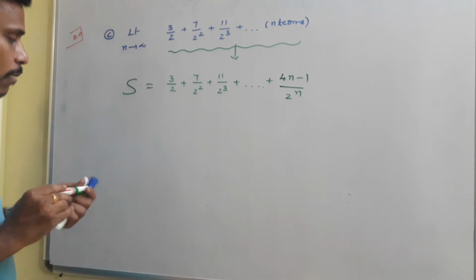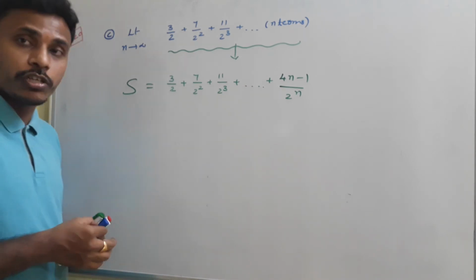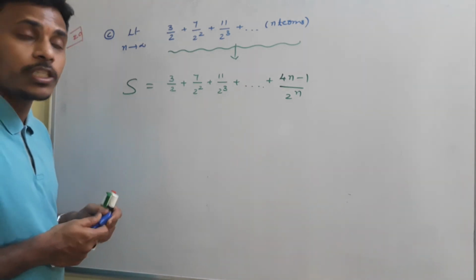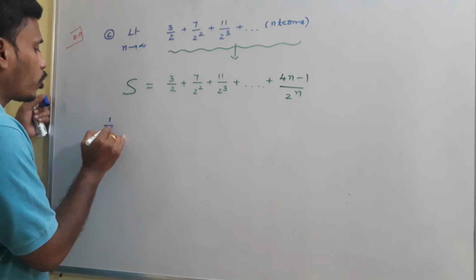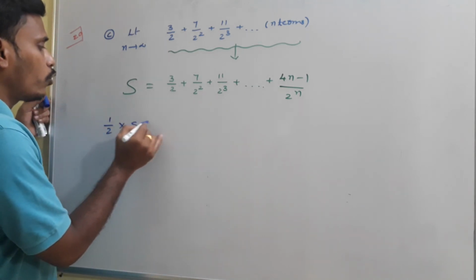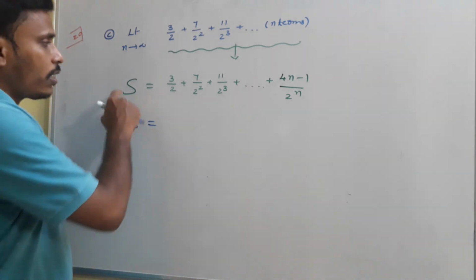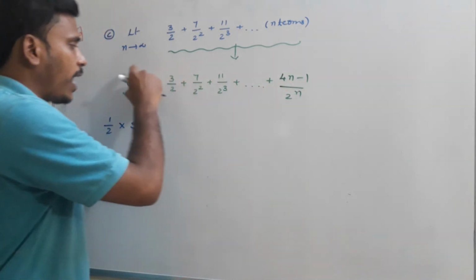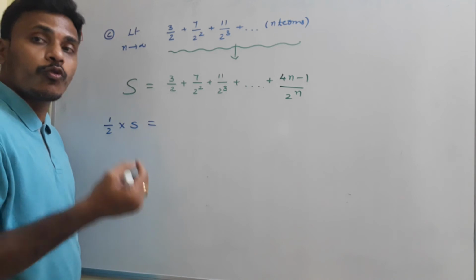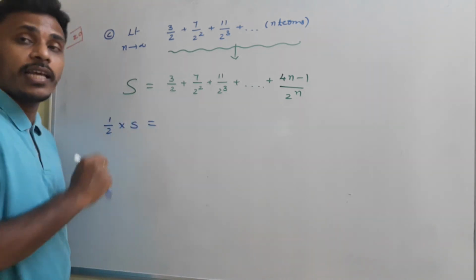To calculate the sum of all these terms, we have a special procedure: we need to multiply this total summation with the common ratio 1 by 2. So 1 by 2 into S is what? I am just mentioning the total summation as S. My target is to find S. So just multiply that S with 1 by 2.